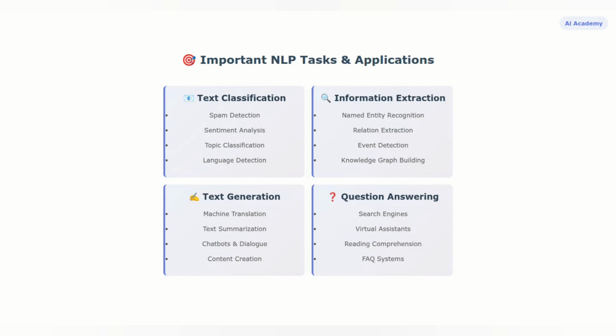Text generation includes machine translation, like Google Translate, text summarization for creating article summaries, and chatbots that generate conversational responses. Question answering systems like search engines and virtual assistants can understand questions and provide relevant answers. Text similarity and search help find similar documents, detect plagiarism, and power recommendation systems.